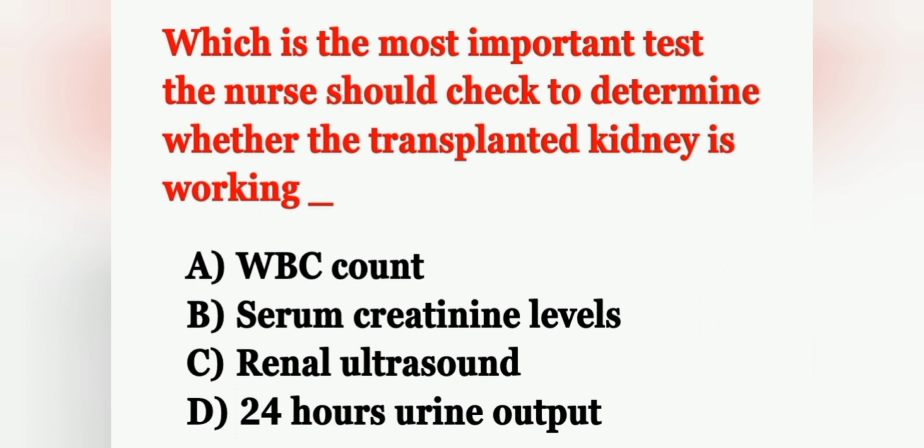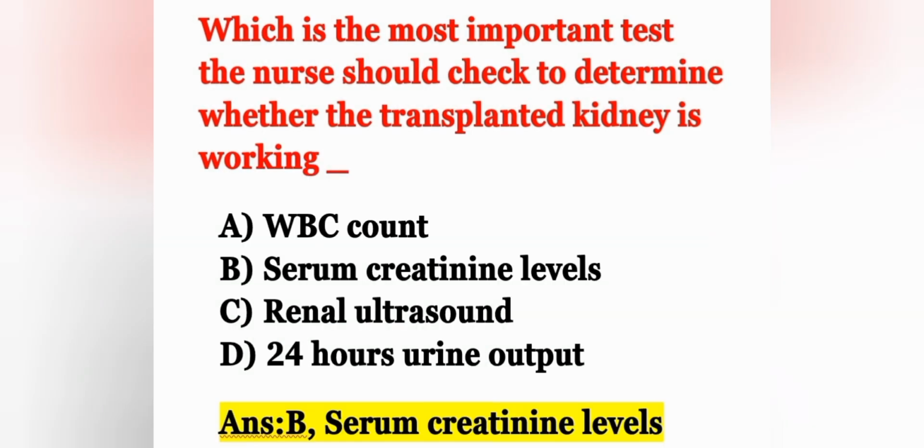Which is the most important test the nurse should check to determine whether the transplanted kidney is working? Option A, WBC count. Option B, serum creatinine levels. Option C, renal ultrasound. Option D, 24 hours urine output. In order to know whether the transplanted kidney is working, as a nurse, what do we have to check after the transplantation? The correct answer is option B, serum creatinine level. Move on to the next question.